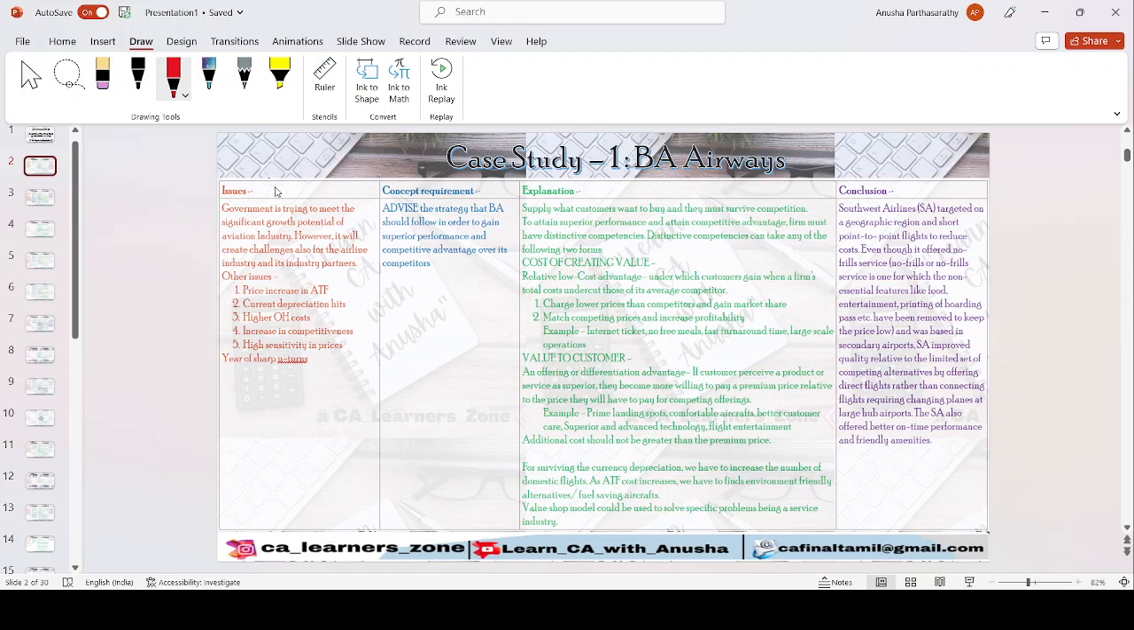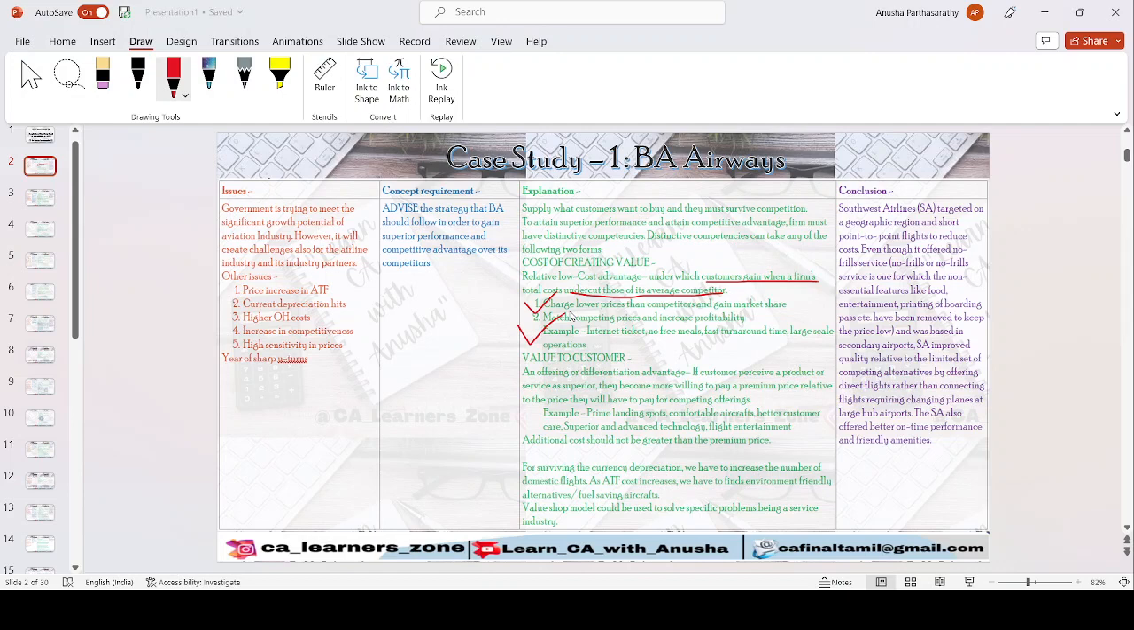Now, case study number 1, BA Airways. What is the concept here? Here we are going to discuss the cost advantage and the differentiation advantage. Relatively low cost advantage is where a customer gains when a firm's total cost undercuts those of its average competitors, whereby you can charge lower prices than the competitors and gain market share, or match the competing prices and increase your profitability.